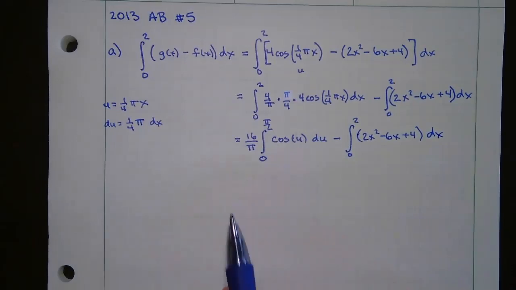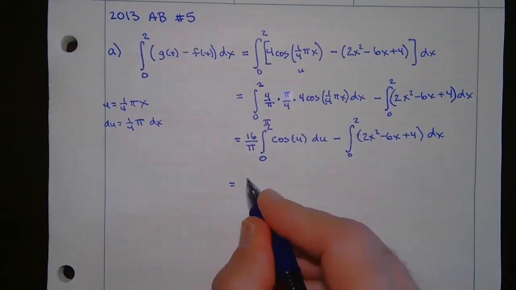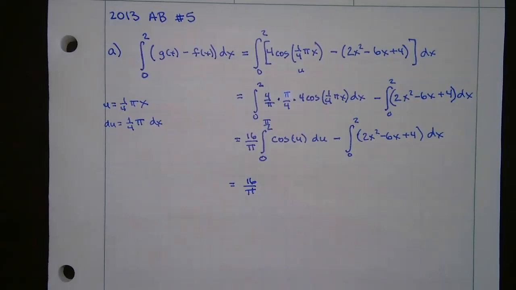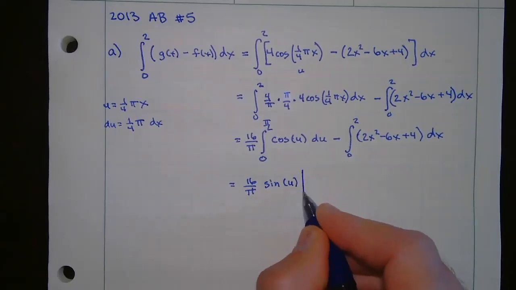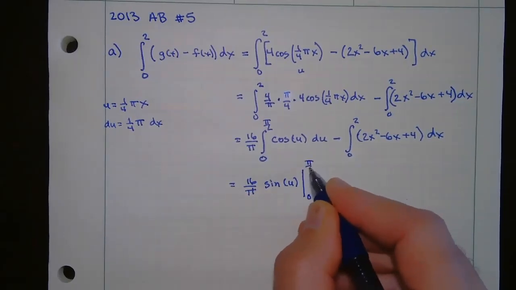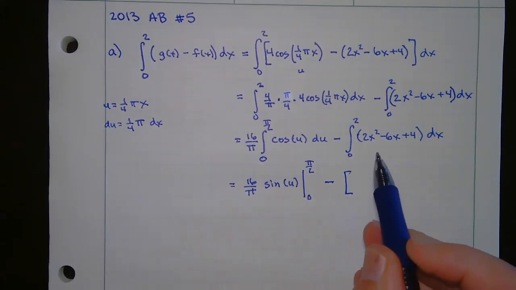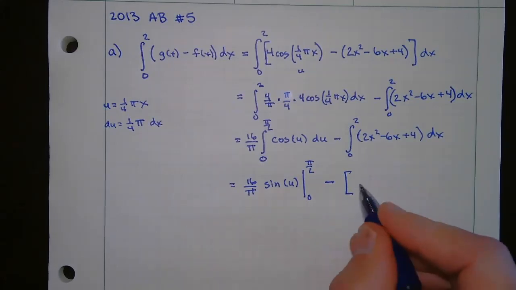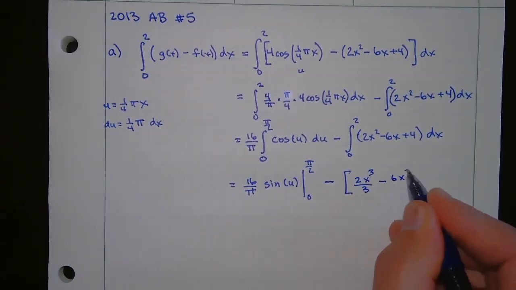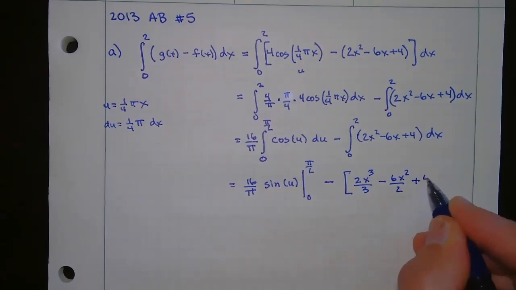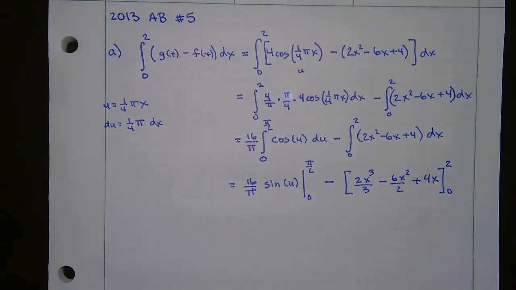Okay, so the derivative of sine is cosine, so the integral of cosine is sine, right? So this is 16 over pi sine of u evaluated from 0 to pi over 2, minus, I'm going to put a bracket on this one, and then minus 2x cubed over 3 minus 6x squared over 2, and then plus 4x, and we're going to evaluate that from 0 to 2, okay?